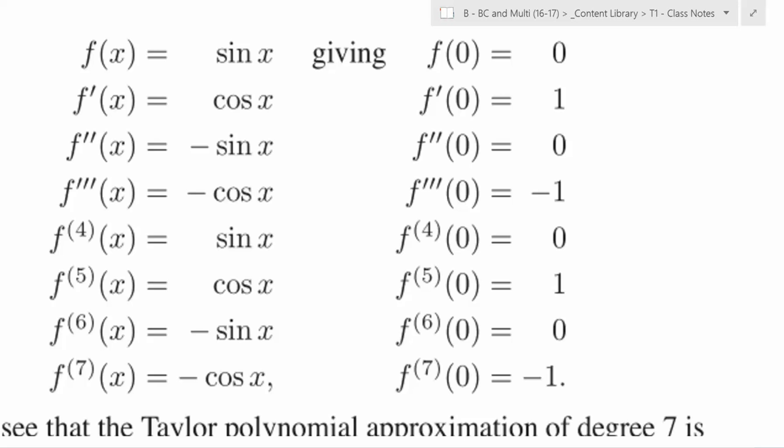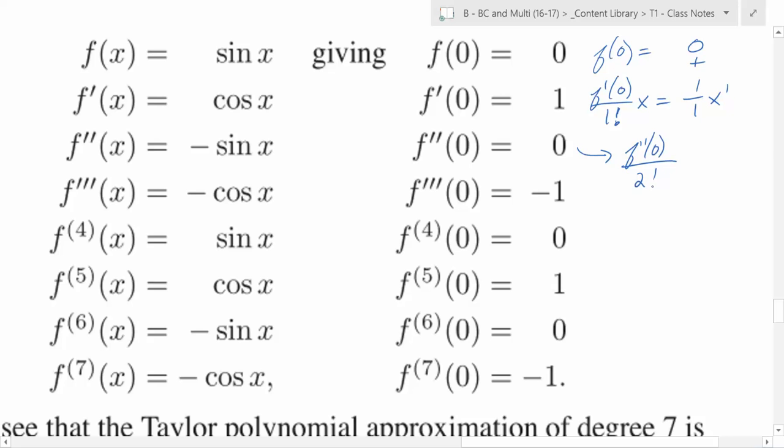So what do we do here? Let's just do them right over to the side here. So the first term is just f of zero. What is f of zero in this case? Zero. And then we're adding to it f prime of zero over 1 factorial times x. So what's f prime of zero? What's 1 factorial? Times x to the first. And then what's the second term going to be? F double prime of zero over 2 factorial. What's f double prime of zero? Yeah, 0 over 2 times x squared.